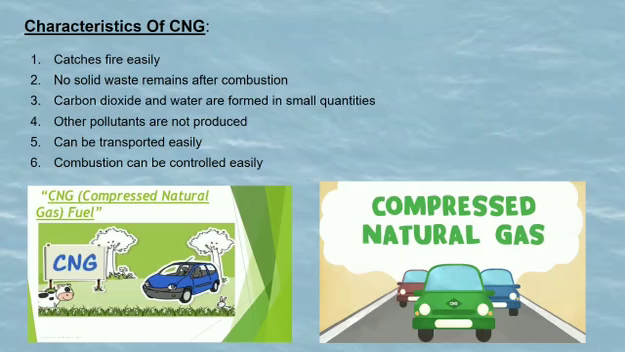Now let's know the characteristics of compressed natural gas. It catches fire easily. No solid waste remains after combustion, that means after burning. Carbon dioxide and water are formed in small quantities. Other pollutants are not produced. Compressed natural gas can be transported easily. Combustion can be controlled very easily.